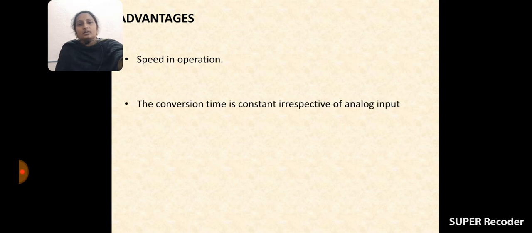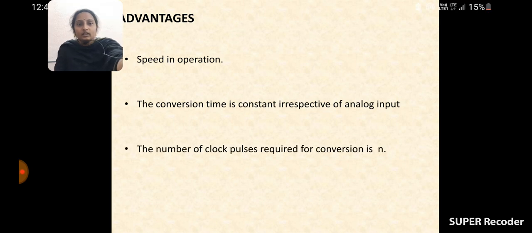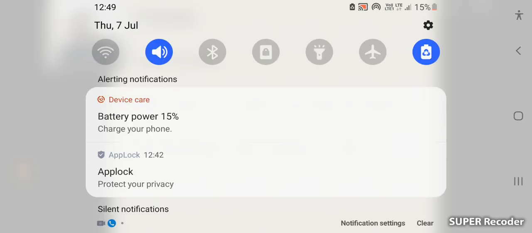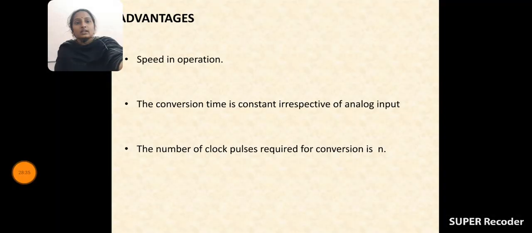Coming to the advantages, it provides speed of operation. The speed of operation of this converter is very high, and the conversion time is constant irrespective of the analog input. The number of clock pulses required for conversion is n.